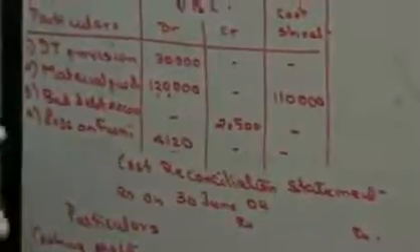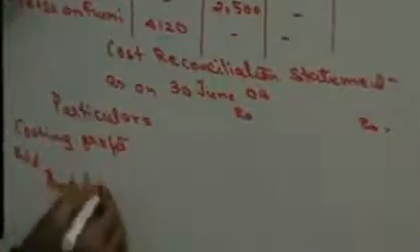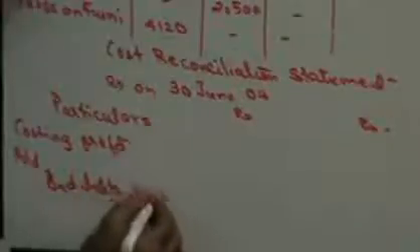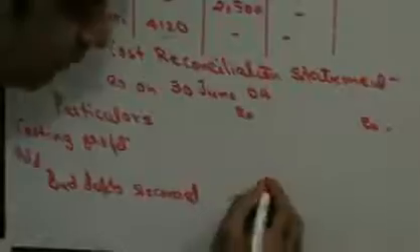Right? Next, this is less, but this is a credit side entry. For credit side entry, less is more. So this is going to go into more column, and this is going to be bad debts recovered. Amount is 20,500.